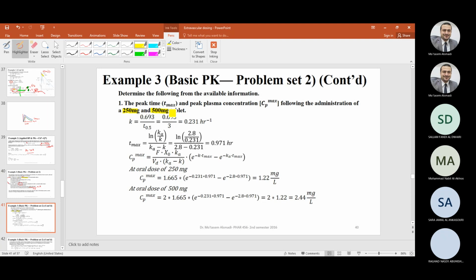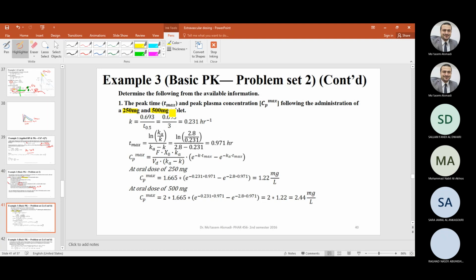The CP max, this is the relation for the CP max, right? Again, we are asked to get the CP max after two doses. And if I change the dose from 250 to 500, we agreed that the T max will be the same, right? So we can use the same T max here for the two dose strengths. So CP max is equal to F X naught multiplied with Ka over Vd, divided by Ka minus K, times e to the power of minus K T max minus e to the power of minus Ka T max.